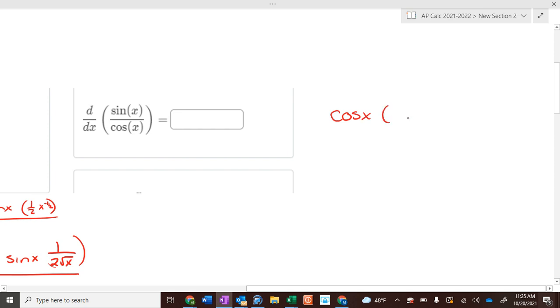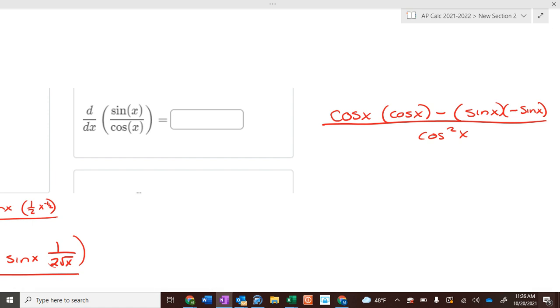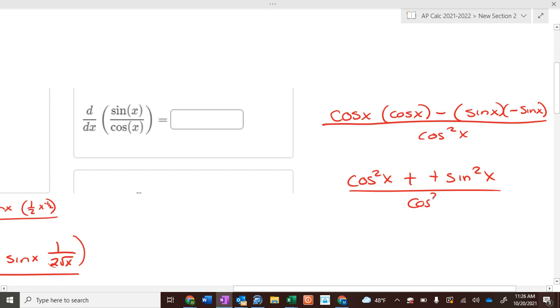Cosine of x times cosine of x minus sine of x times negative sine of x, all over cosine squared of x, correct? Now this is where you have to remember a little bit about your trig identities. What's cosine times cosine? Minus a negative sine squared of x, which minus a negative is plus a positive, over cosine squared of x.